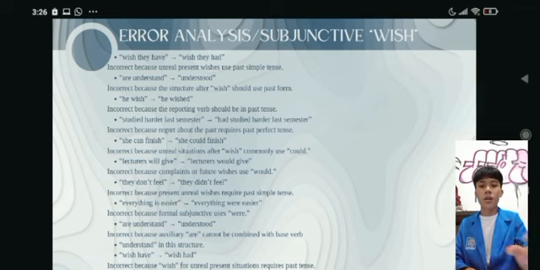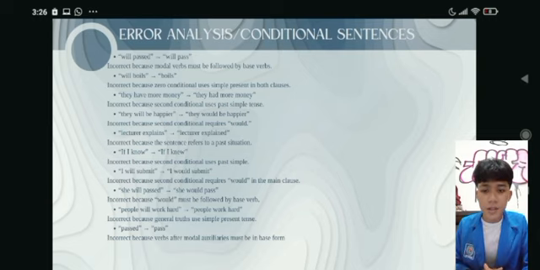And next, error analysis: conditional sentences. "Will passes it": the correct analysis is "will pass", because a modal verb must be followed by the base verb. Next, "will boils": the correct analysis is "boil", because the zero conditional uses the simple present in both clauses. Next, "they have more money": the correct analysis is "they had more money", because the second conditional uses the past simple tense.